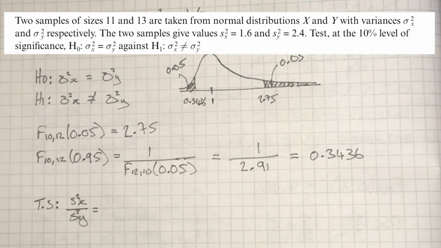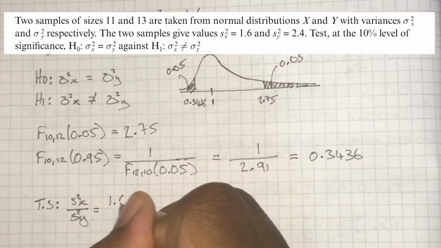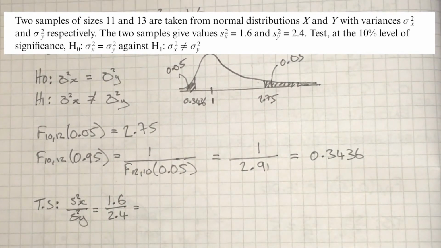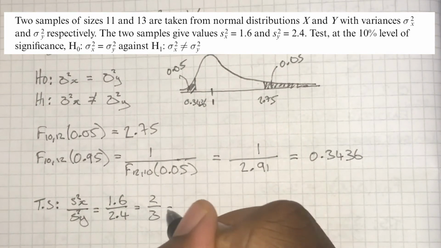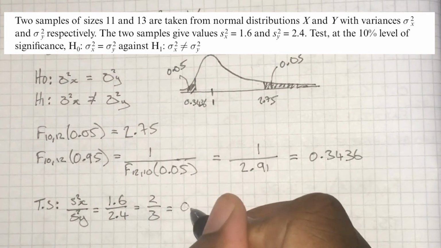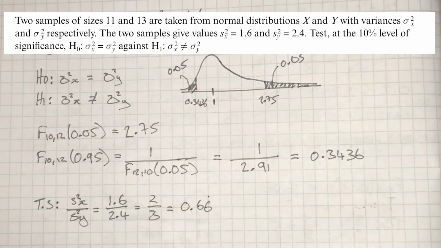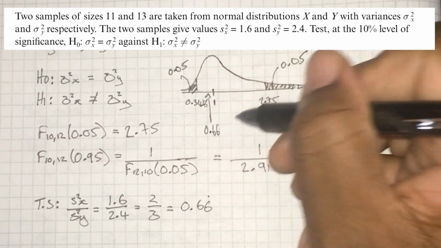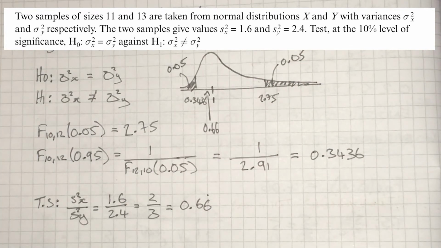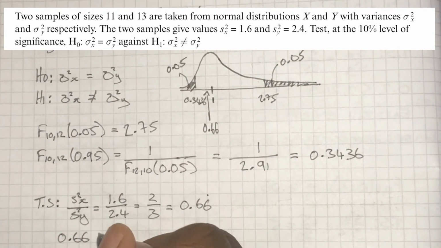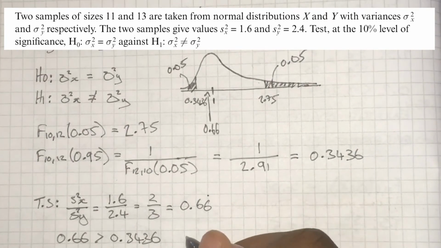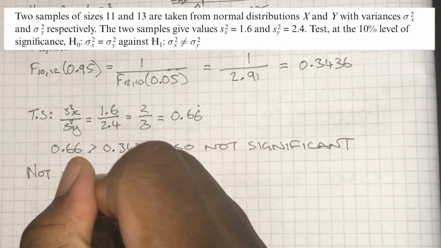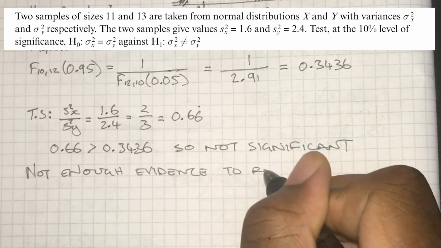Let's go ahead and calculate our test statistic. We get 1.6 over 2.4. I think you might recognize that this cancels down to 2/3, 0.66 recurring. This is not in the critical region. This is outside of the critical region. So we do not have a significant result, and we do not have evidence to reject H0. Once again, we'll follow through with our usual conclusions, both mathematical and in context.